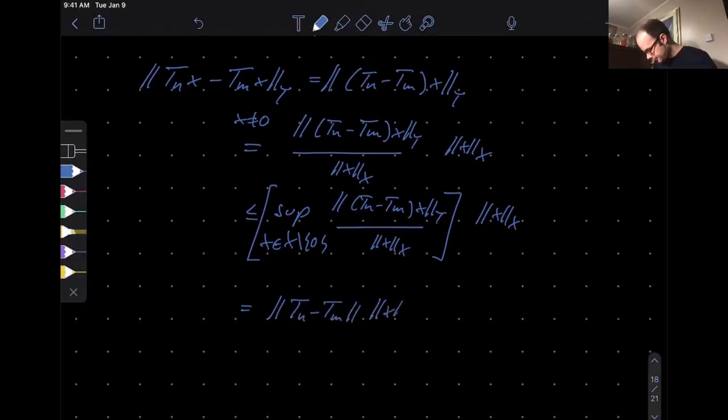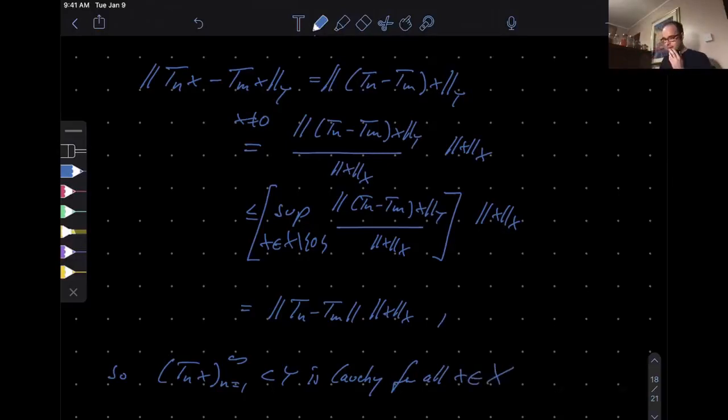So you have this. Okay, yeah, but Tn was a Cauchy sequence, so it's convergent in the operator norm, right? So what this shows is that the sequence Tn x, n from 1 to infinity, in Y is Cauchy for all x in X. Okay, now careful here.